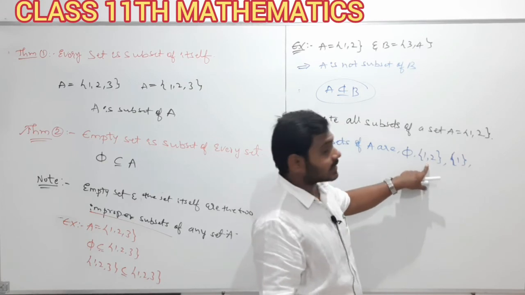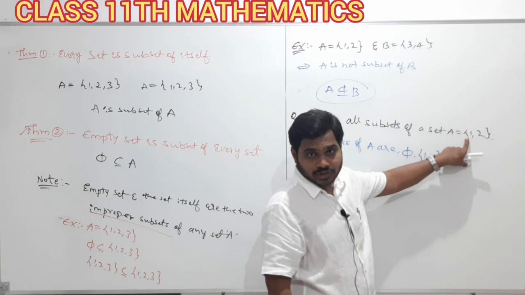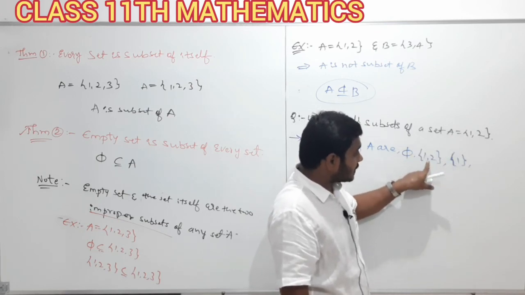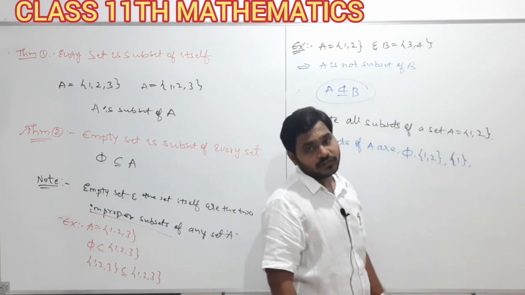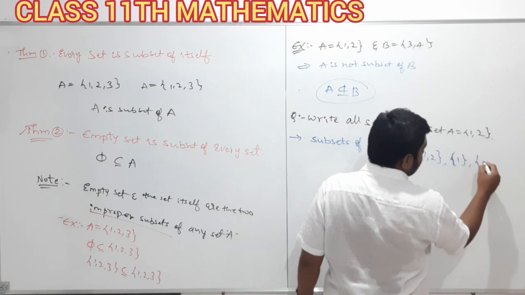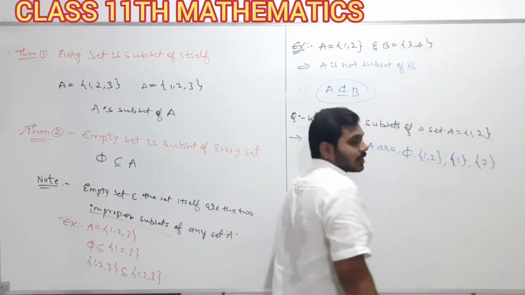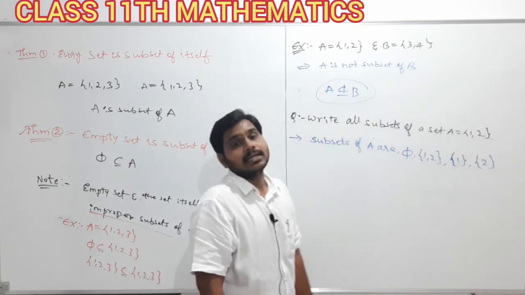So then we'll check whether the elements of this set are contained in this set or not. If all the elements of this set are contained in this set, then we can say that this set is a subset of A. Clear? And {1}. So this is a subset of this. And next, my dear students, I'll write the element 2. These are the only possible subsets of the given set A.